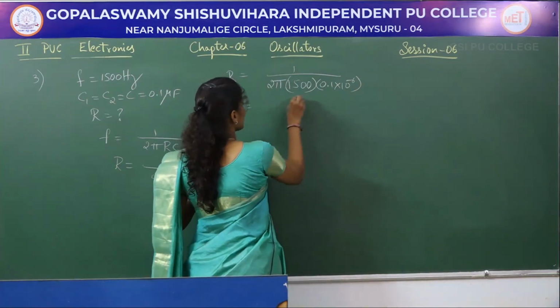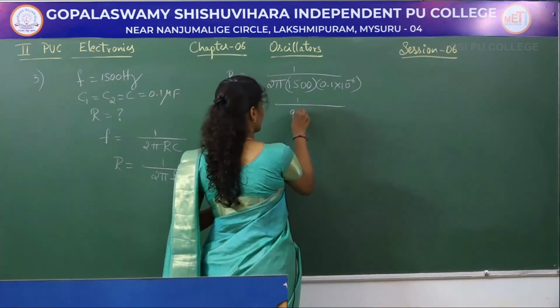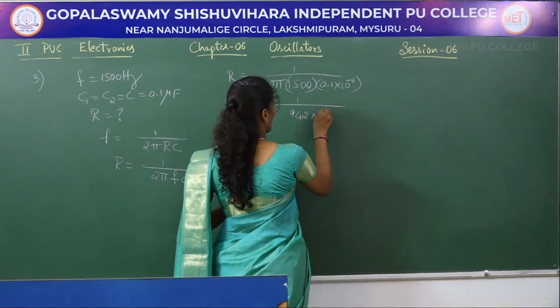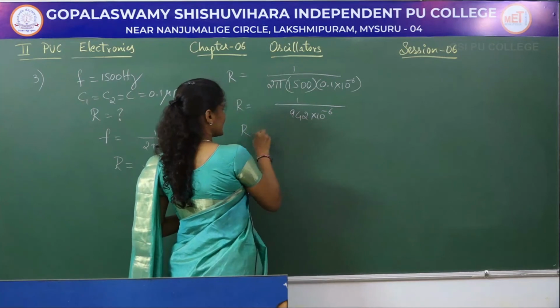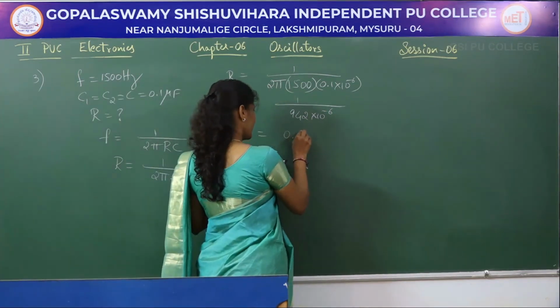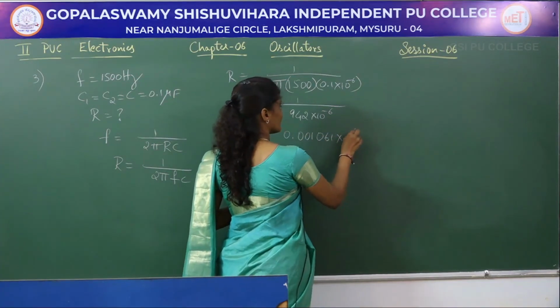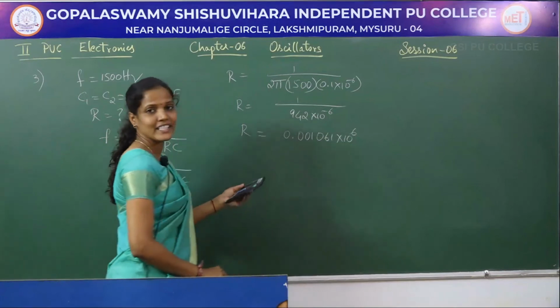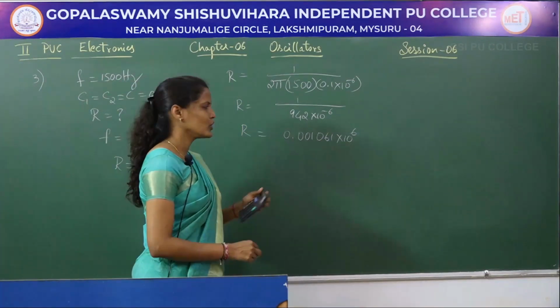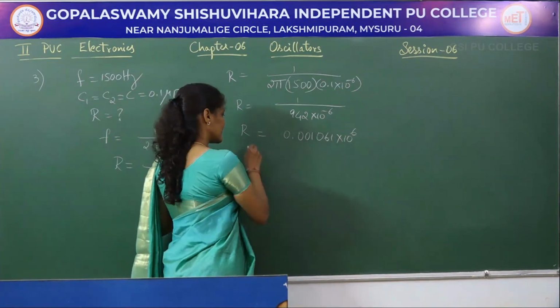So let us multiply this. R is equal to 1 divided by 2 pi of 942 into 10 to the power of minus 6. So R is equal to 1 divided by 942 gives us 0.001061 into 10 to the power of plus 6. 10 power minus 6 is in the denominator. When it goes to the numerator, it is 10 to the power of plus 6. Now let us shift the point towards the right.